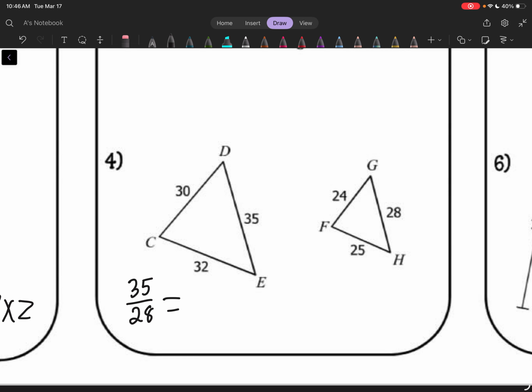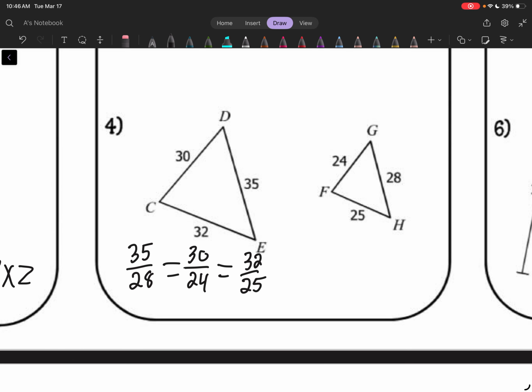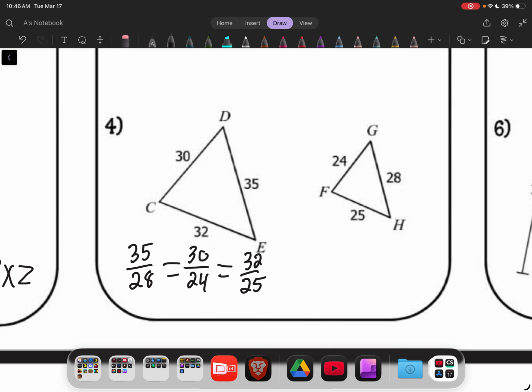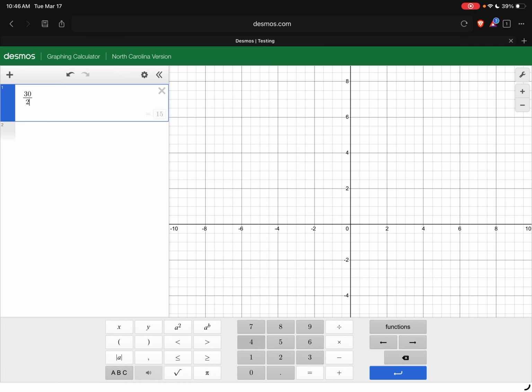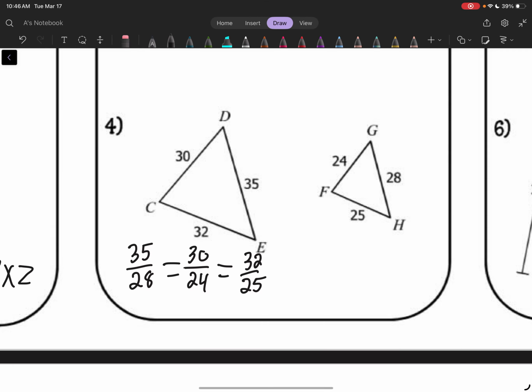This ratio has to be the same for all three sides. Now, the smallest number is 30 and 24 respectively. 30 over 24. And lastly, the middle number is 32 and 25. Okay. Are these all equal? I would highly encourage you to go to Desmos for this. 30 over 24 is 1.25. 32 over 25 is 1.28. I can already say these are not similar.